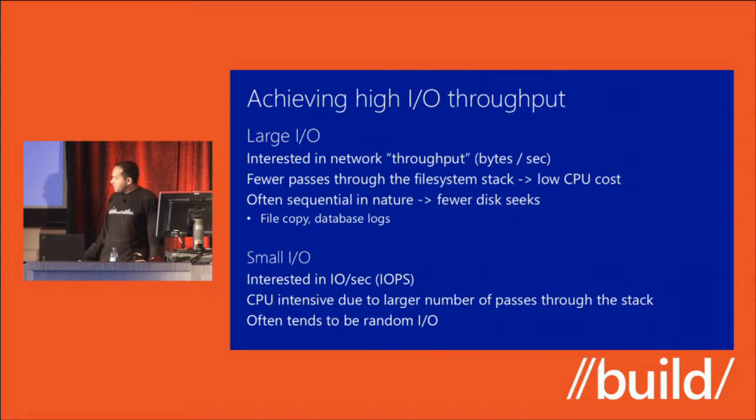Here the metric you're interested in is not really megabytes per second or bytes per second. It's the number of IOs per second which you can achieve. And this becomes CPU intensive because when you are talking about 4 kilobyte IOs, for each 4K you have a full pass through the stack. You have to go through the SMB redirector and then through the network stack and the server and the disk and so on. And they often tend to be random IO too. So all the more worse in the sense of performance. This is a much harder problem to deal with when compared to this one.